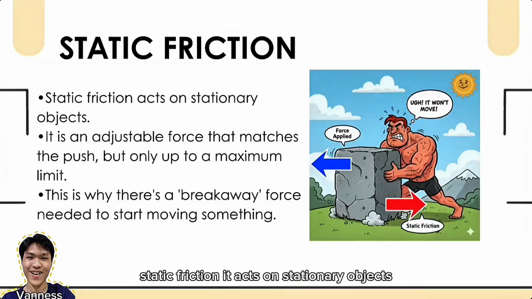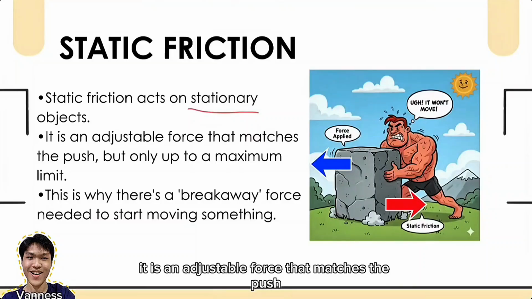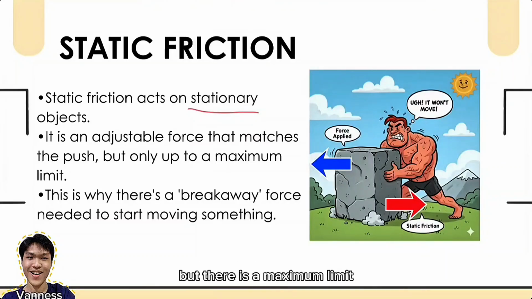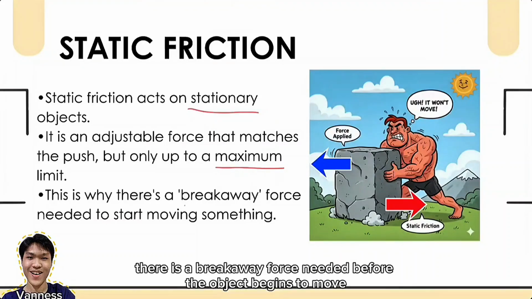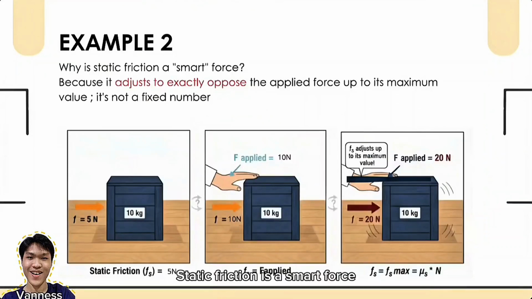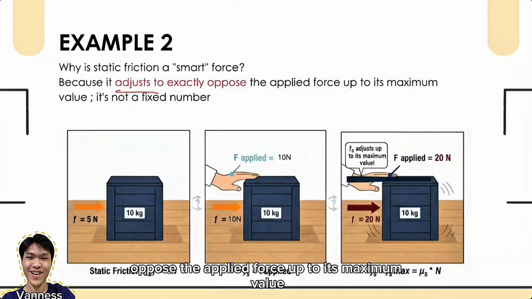Static friction acts on a stationary object. It is an adjustable force that matches the push, but there is a maximum limit. This is why when we push something, there is a breakaway force needed before the object begins to move. Static friction is a smart force because it adjusts exactly opposite the applied force up to its maximum value. It is not a fixed number.